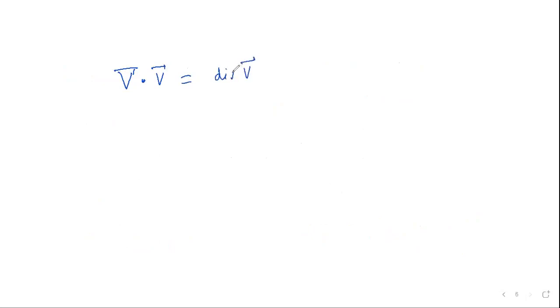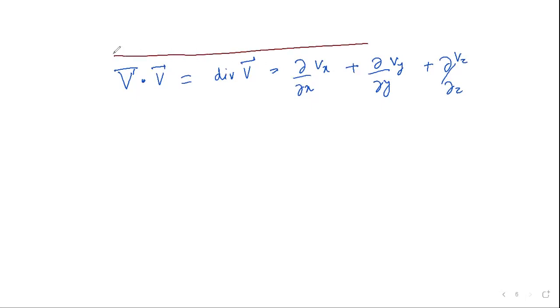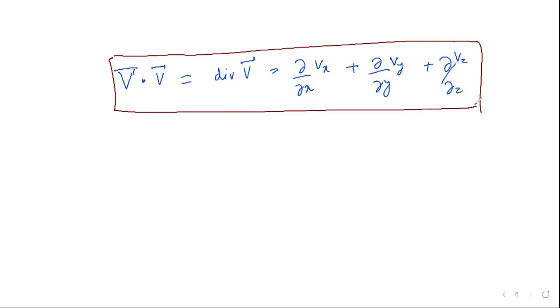Divergence of V is dou by dou x of Vx plus dou by dou y of Vy plus dou by dou z of Vz. So this is the definition of divergence of a vector field.